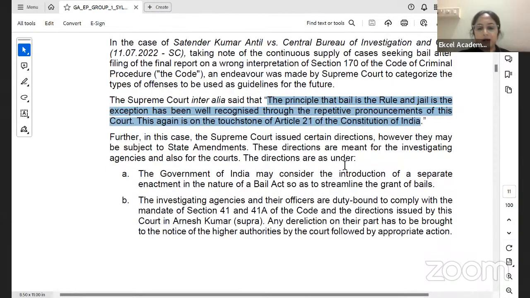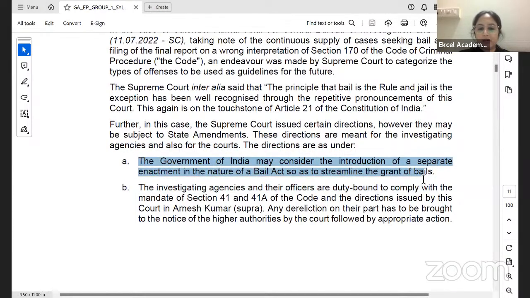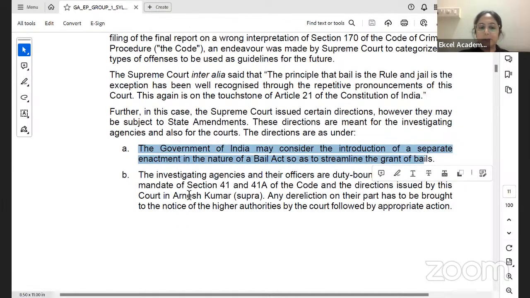Further, it has issued some guidelines with respect to the state amendments. Guidelines means they are not mandatory; whatever is applicable, follow as much as you can. These directions are meant for investigating agencies and also for the court, so everybody should follow these guidelines. So we will see what they are. The first one is that the Government of India may consider introducing a separate enactment in the nature of a Bail Act, to streamline the grant of bail.